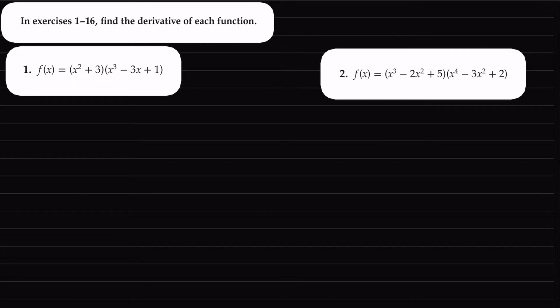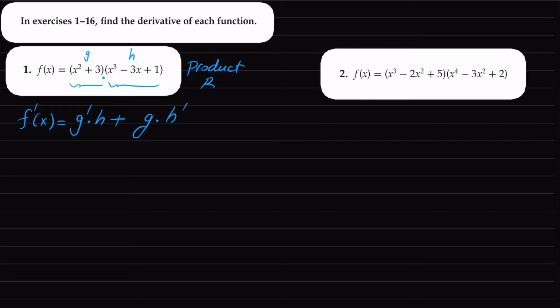We will use the product rule. Since there is a multiplication between them, we will use the product rule. We will say this is g of x, the first function, and this is h of x. So f prime of x is the derivative of the first function multiplied by the second as it is, plus the first function as it is multiplied by the derivative of the second.